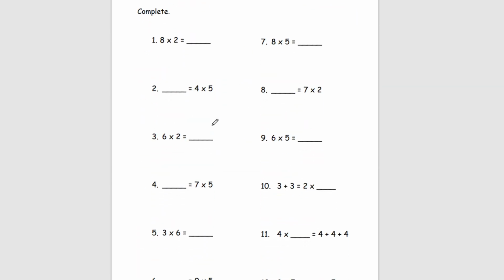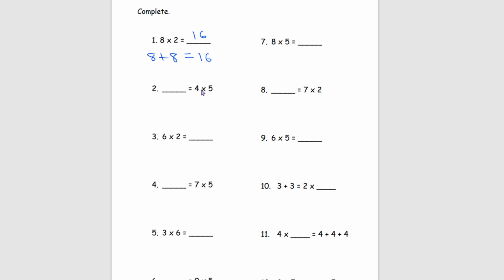Moving on to the next page, we're completing this page, and we're just going to use what we used for the last page. There are simpler ways if you memorize your times tables, but we'll just use the way that I showed us before. So 8 times 2. Let's do 8 two times. So 8 plus 8, and that gets us 16. So our answer for number 1 is 16.